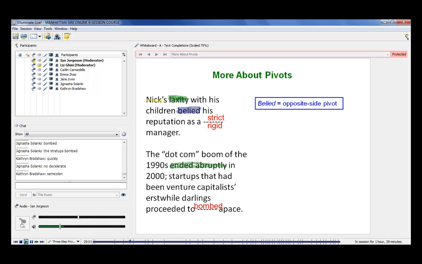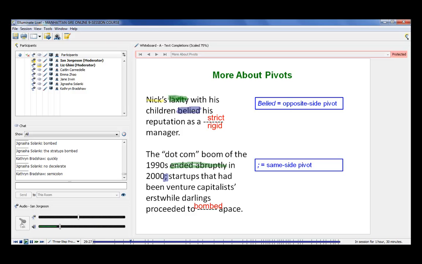Yeah, Catherine's got it. That semicolon's what's really important in this sentence. And we want to look out for this sort of connector. If you think about it, we've got two separate sentences here. We have one sentence that tells us that the dot-com boom of the 1990s ended abruptly in 2000. And then a semicolon introduces a new sentence.